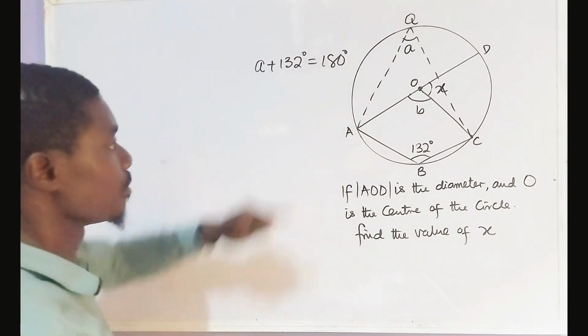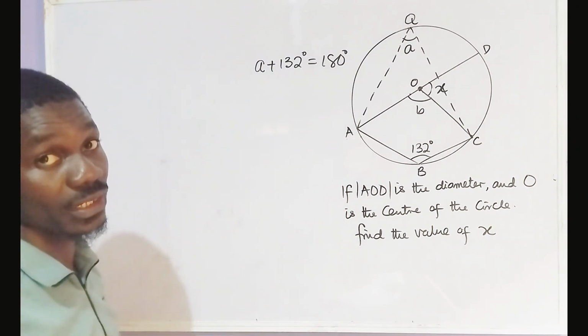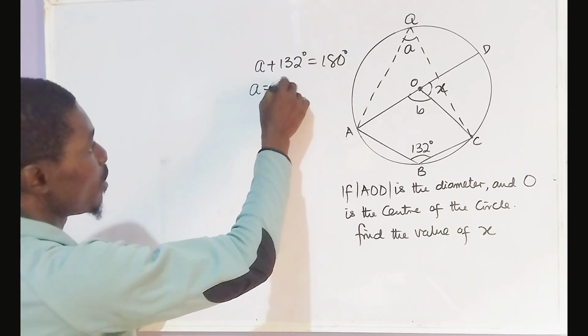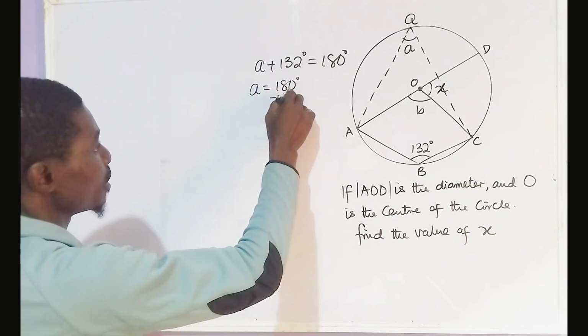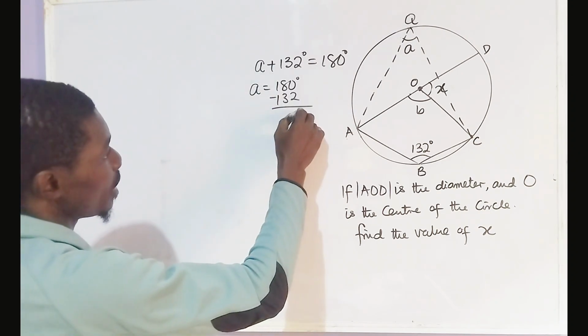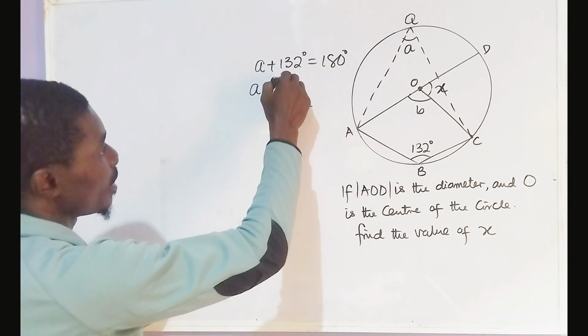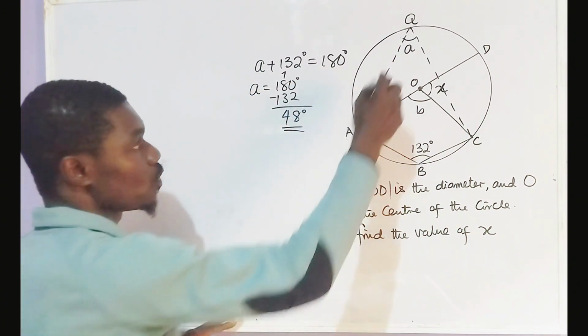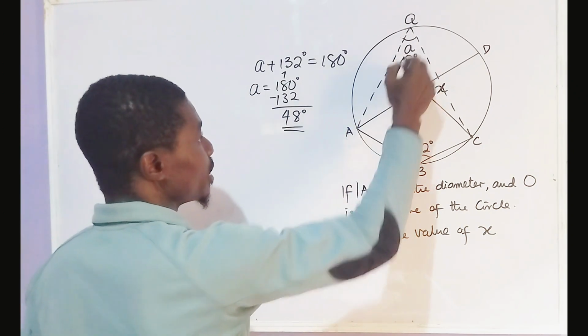Now subtract 132 from both sides. We will end up having that A equals 180 minus 132. This will give us 48. So A here equals 48 degrees.